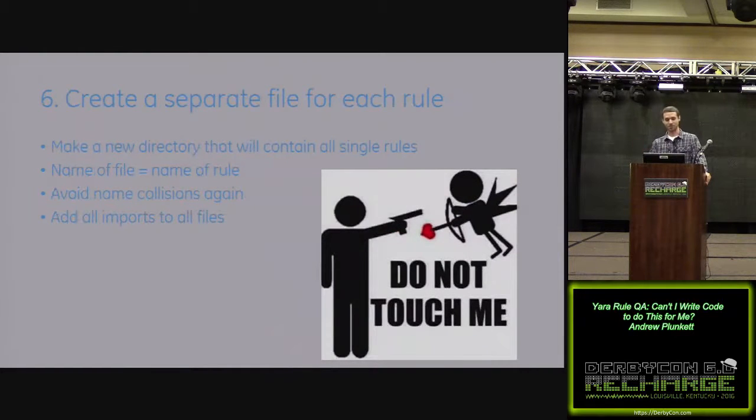So you had to create a separate rule file for each rule. After you use your regex to rip out each rule individually, you've got to put them each in their own file, and then put all those into a new directory. The name of the file is the name of the rule, so each rule has its own name. I just basically said, hey, we'll make the name of the file the actual name of the rule in that file, and then avoid name collisions.